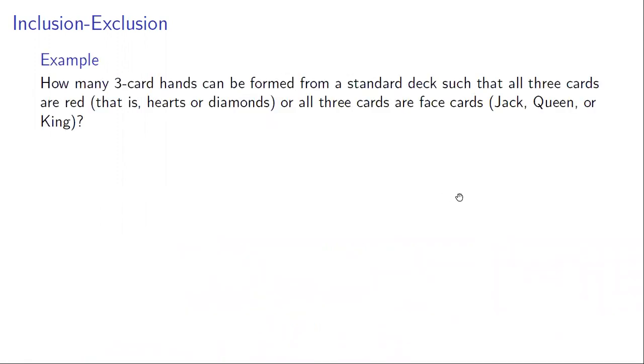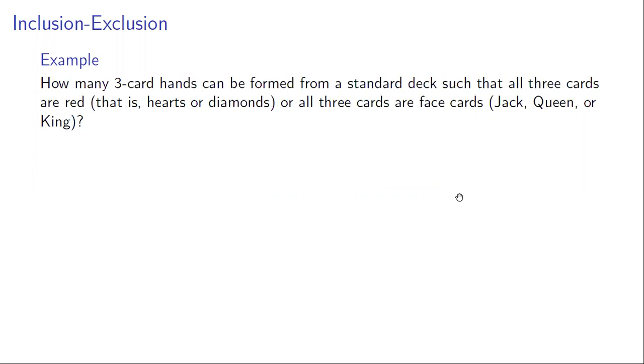Here's an example where we use this formula. How many 3-card hands can be formed from a standard deck such that all 3 cards are red or all 3 cards are face cards? A red card is either a heart or a diamond, so you can have a mixture of hearts and diamonds. They're all red, or they're all face cards, meaning Jack, Queen, or King.